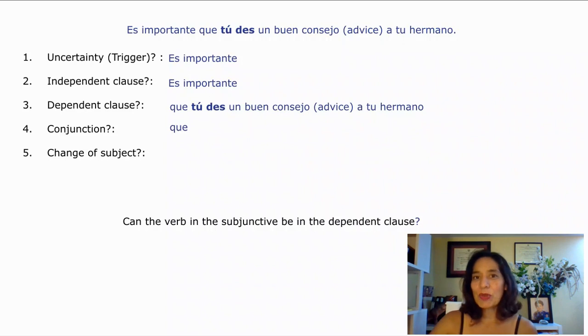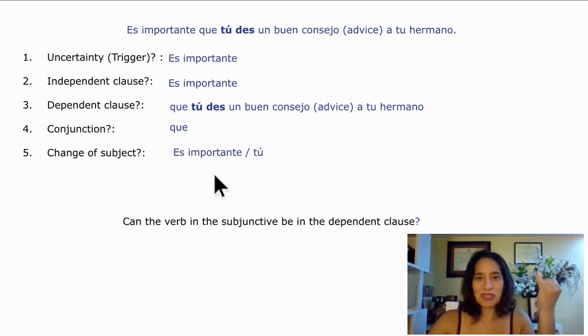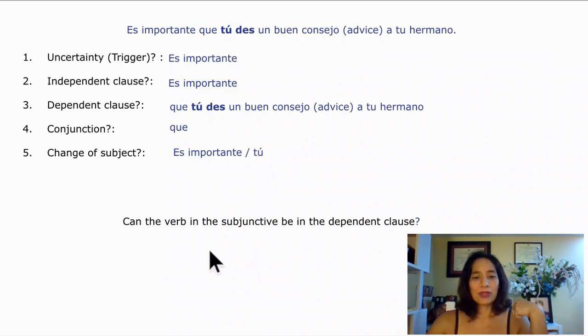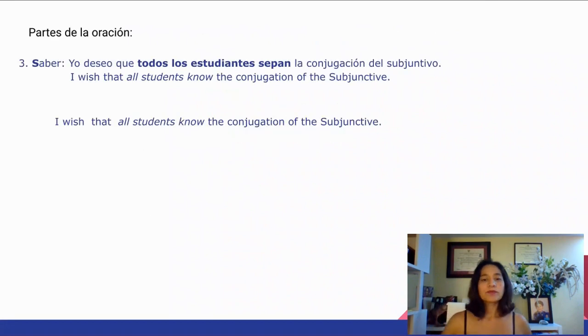And finally, do you remember if there was a change of subject? Sí. The first subject is implied in the verb, in this case, es importante, and the second subject is tú. So, can the verb in the subjunctive be in the dependent clause in this case? Sí. We have everything that we need in order to use the subjunctive. Ojo, if there is one thing that you are missing from all the requirements that we need in order to use the subjunctive, then you cannot use it at all. Alrighty? So let's check un ejemplo más.